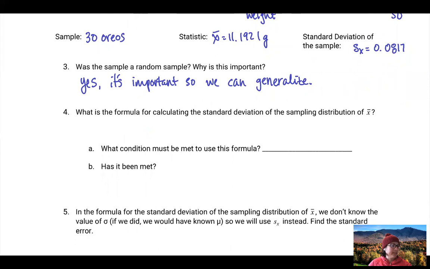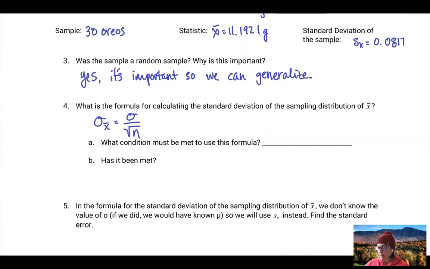The formula for calculating the standard deviation of the sampling distribution of x bar, we talked about this way at the beginning of part 5, but we said when we don't know the population standard deviation, we can estimate it. Sorry, jumped ahead of myself. If we knew the population standard deviation, we could use that formula to get the sampling distribution. The problem is we don't know what sigma is, but we'll get to that in a sec.